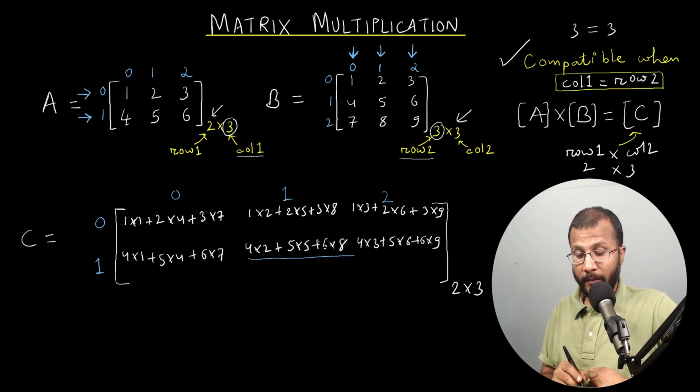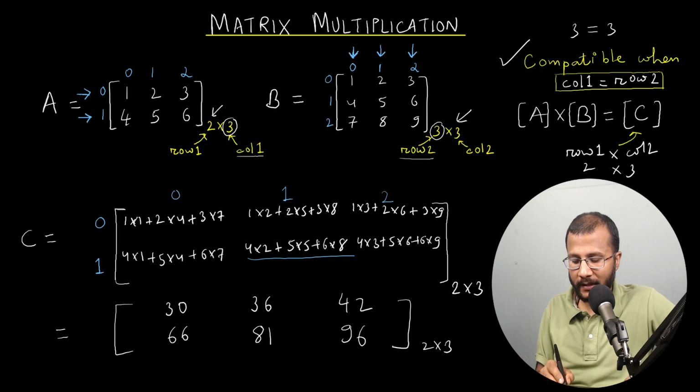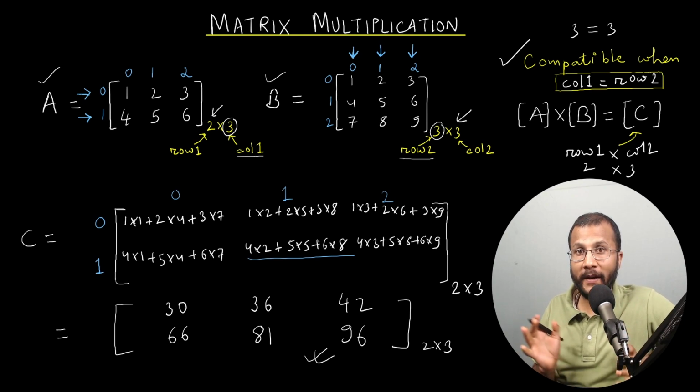Let's write down the resultant matrix by doing the product of all these values, and let's see what is the answer. Okay, so this is my resultant matrix. Okay, there are 6 elements, 2 rows and 3 columns. The elements are 30 36 42 66 81 and 96. So this is the matrix that you are supposed to display finally given the matrix A and the matrix B. So I hope you have understood how matrix multiplication actually works. This is just an example.